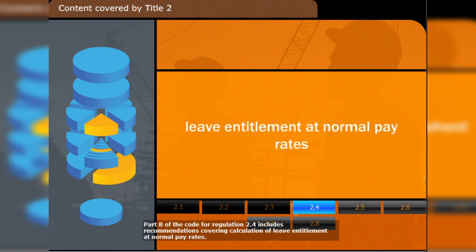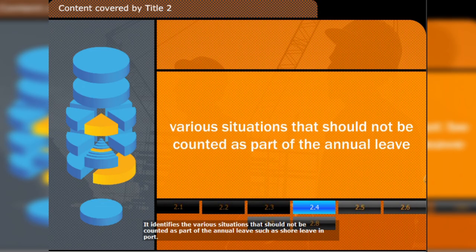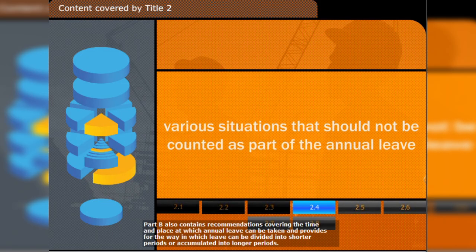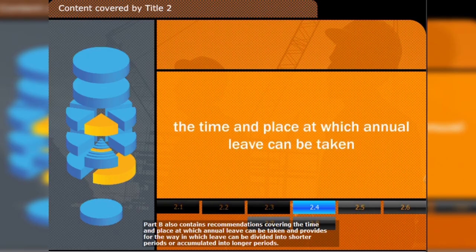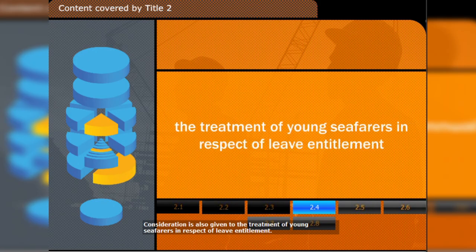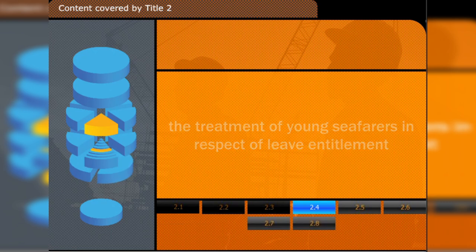Part B of the Code for Regulation 2.4 includes recommendations covering calculation of leave entitlement at normal pay rates. It identifies the various situations that should not be counted as part of the annual leave, such as shore leave in port. Part B also contains recommendations covering the time and place at which annual leave can be taken, and provides for the way in which leave can be divided into shorter periods or accumulated into longer periods. Consideration is also given to the treatment of young seafarers in respect of leave entitlement.